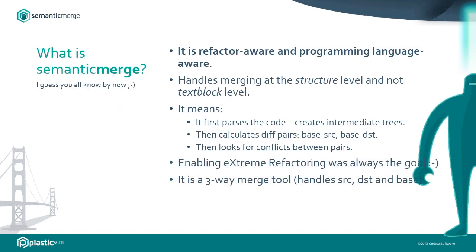What it means is, first, it parses the code. This is how it works, actually. It first parses the code, then creates an intermediate representation of this code, knowing that a method is a method, that a property is a property, that a class is a class, what a namespace is, and how they are related to each other. And then it calculates the differences between the different trees, and then looks for conflicts between them.